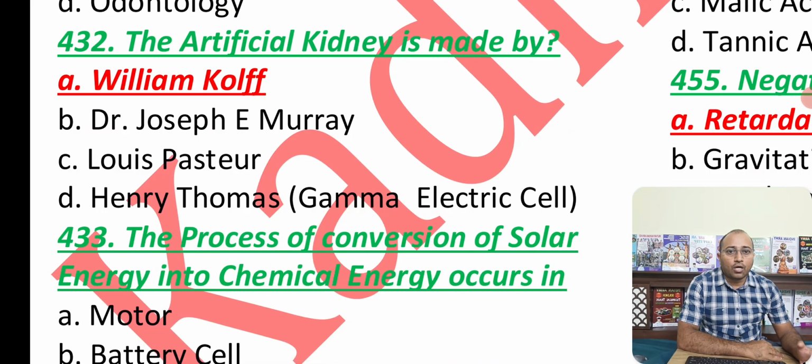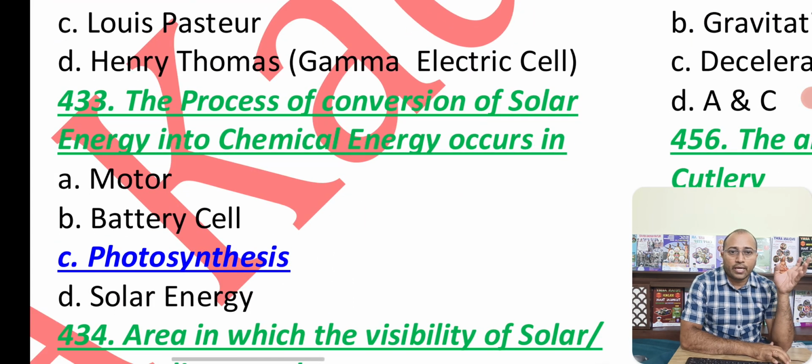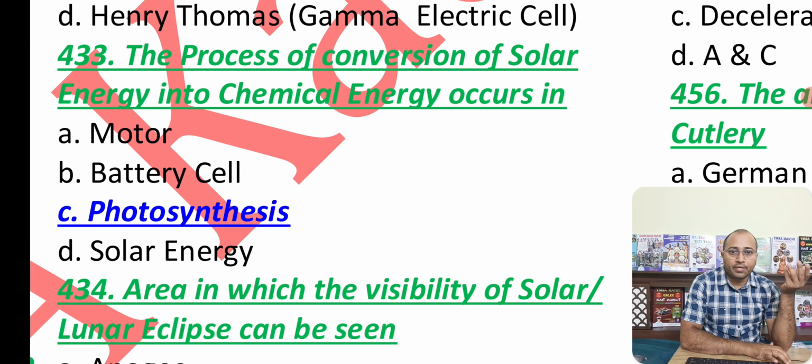When it comes to the artificial kidneys, you know about the artificial kidneys. They are made by the scientist. You should remember the scientist who is known as William Kolff. If the functionality of the kidneys is not good, then the purification of blood cannot be done. So here Louis Pasteur is pasteurization, from milk to curd process. And we have Henry Thomas, gamma electric cell, he invented. Dr. Joseph E. Murray, you can directly comment to me what he is famous for. So you know that if the kidneys are not working properly, we have to undergo the dialysis process, with which the purification can be done in our human body.